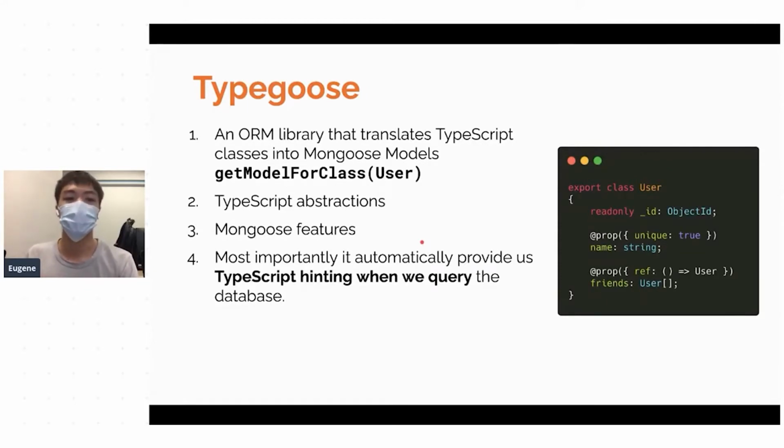There's a function in Typegoose which is get model for class. If you put in the class name, it will take in all the fields decorated with prop and turn them into models. The best thing about Typegoose is that you are able to use TypeScript abstraction, which means inheritance and more features. I will show it more later. We can also use Mongoose features from Typegoose. And the most important thing is that when we are querying the database, we get back the type, so we don't have to guess what kind of values are inside the query that we've done.